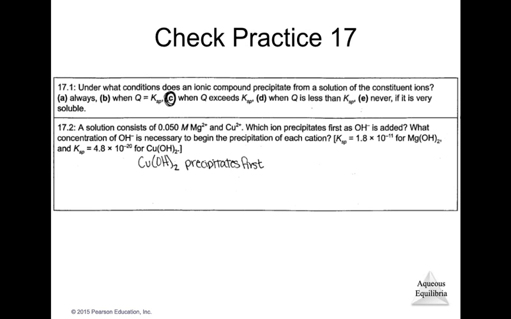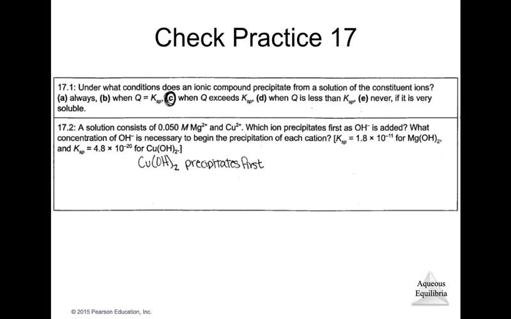Okay, I realized I just said practice 7. I meant 17, obviously, right? You should have gotten C. Okay, that's just a conceptual check on understanding what's happening. And then for 17.2, if you did all the necessary math, you should have found that copper hydroxide precipitates first. Okay, and that is the rest of equilibrium. We are finished with equilibrium at this point.